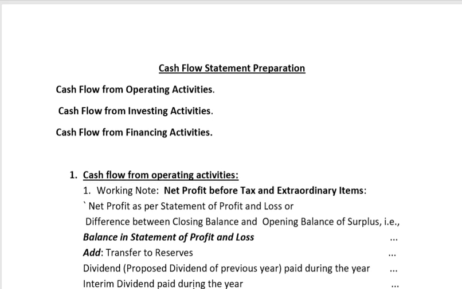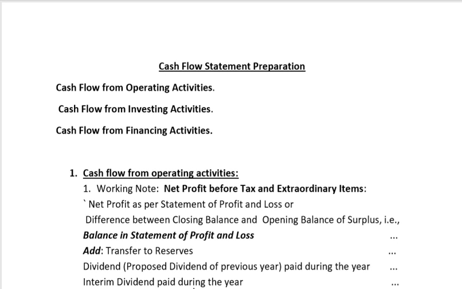Now, how are we going to prepare the cash flow statement? Just the explanation only I am doing here. In the next video we can prepare one cash flow statement from a question. So, cash flow from the operating activity, cash flow from the investing activity, and cash flow from the financing activity. First, I am going to the cash flow from the operating activity.